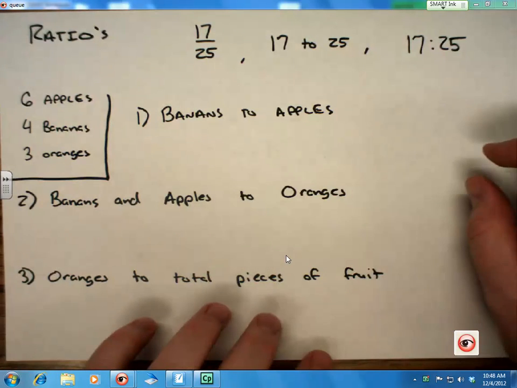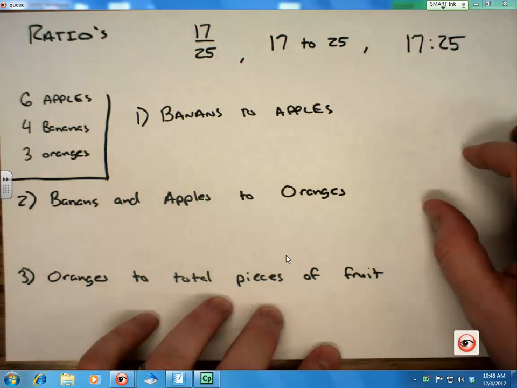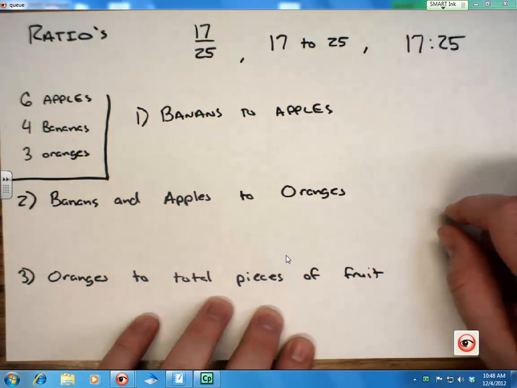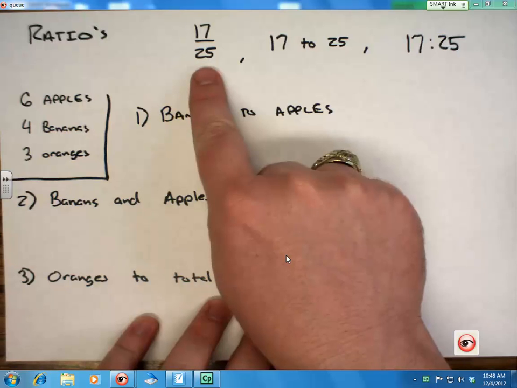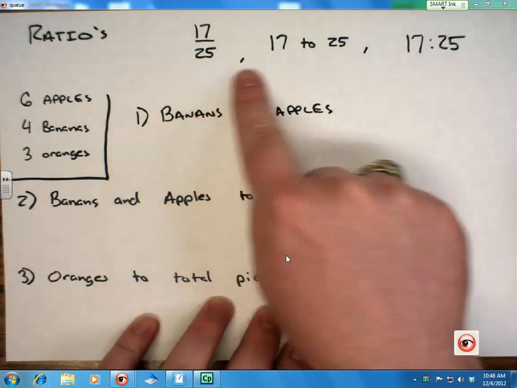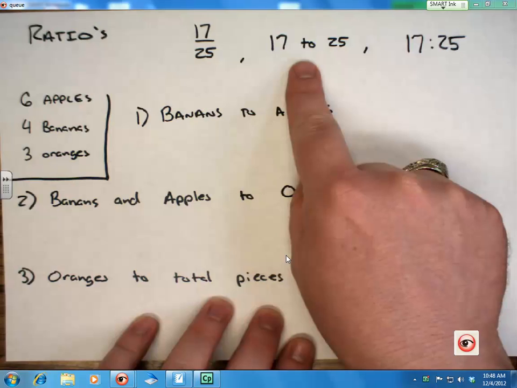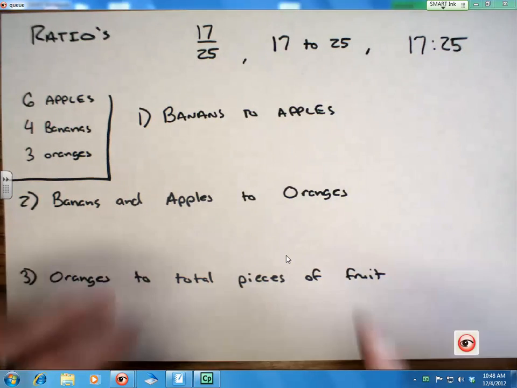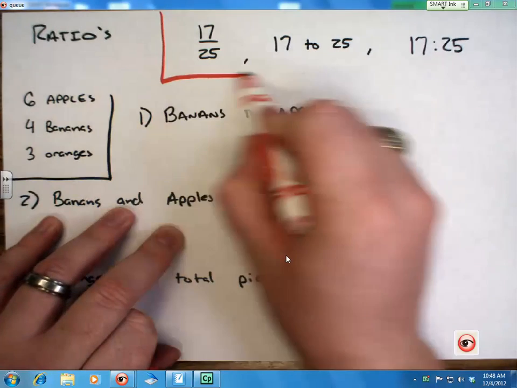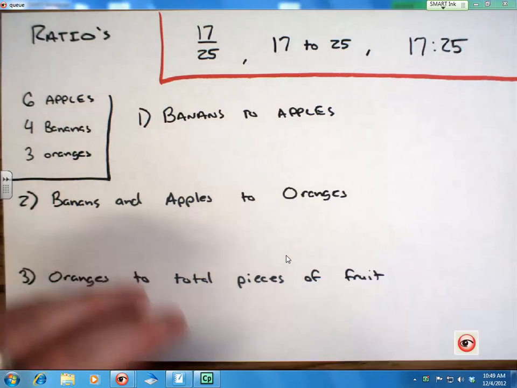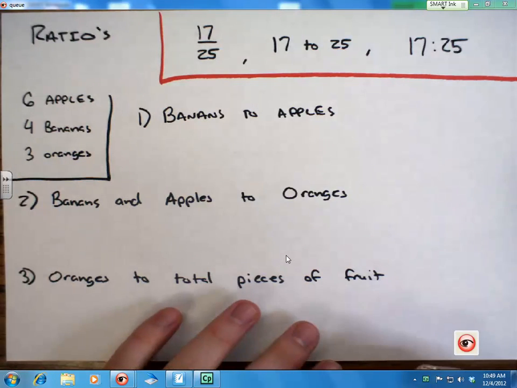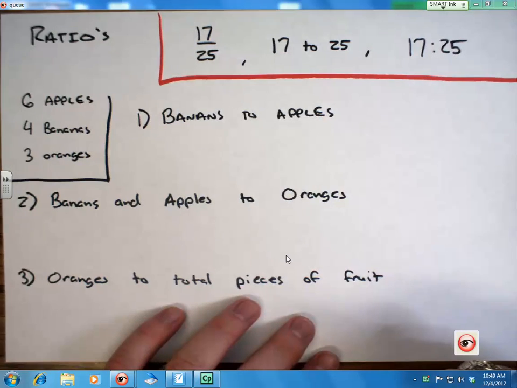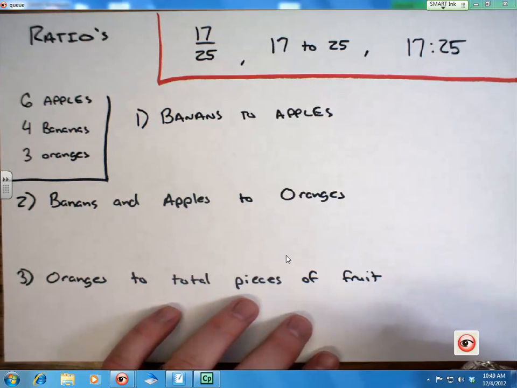The first thing we need to talk about is the fact that you can write ratios three different ways. Okay? You can actually write it as a fraction. You can also write it with the word "to," or you could write it with a colon. All of those are acceptable ways to write a ratio, and on some of your assignments, in fact, I think your assignment today, it tells you to write it all three ways. So you have to write it all three of those ways in order to get credit.